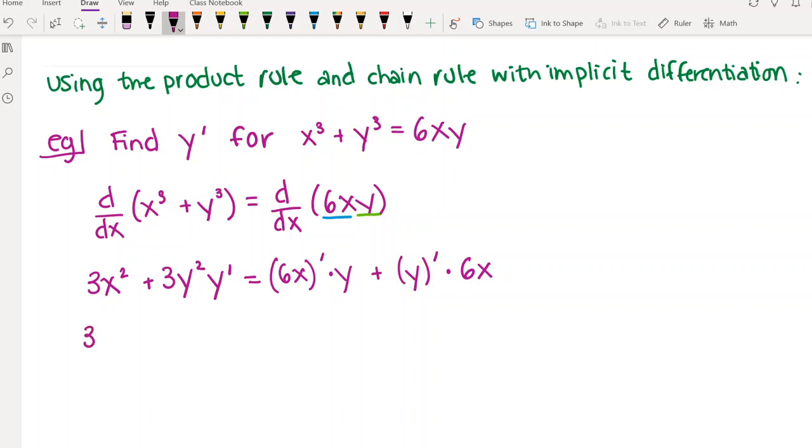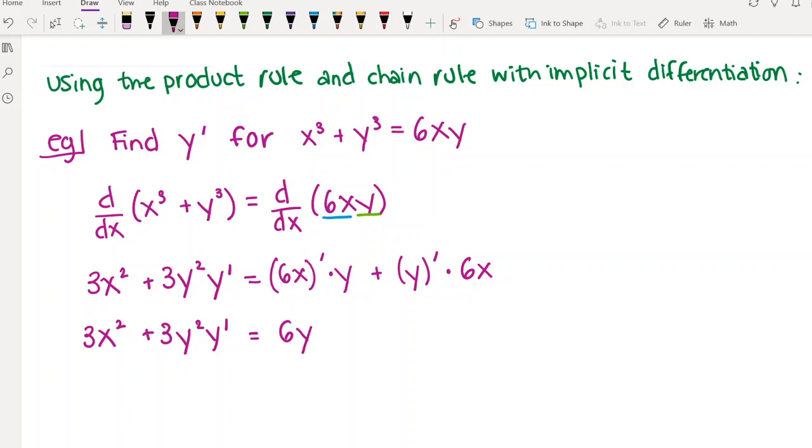So let me fill out this left hand here. What's the derivative of 6x? It's just 6, right? When you're just dealing with x, it's the normal derivative. So we just get 6. And then we have 6 times y.